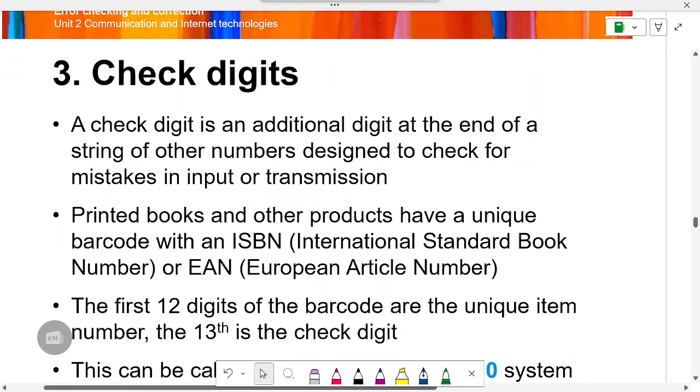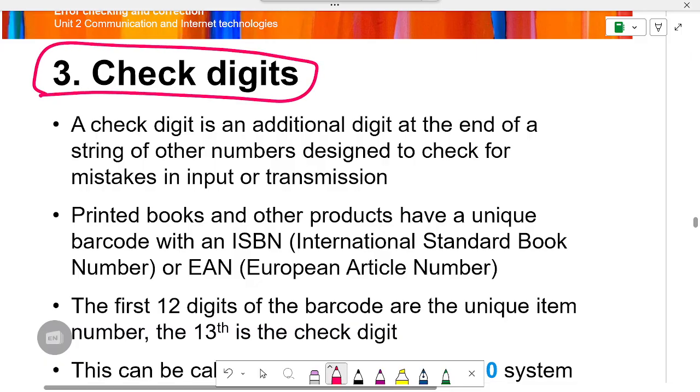The third one. In your notebook, question three, we have a total of 5 different topics. I want you to write number 3. I just want you to write check digits. Okay? So in your notebook, you should have it. Number 3 is called check digits. I'm going to explain what it is.